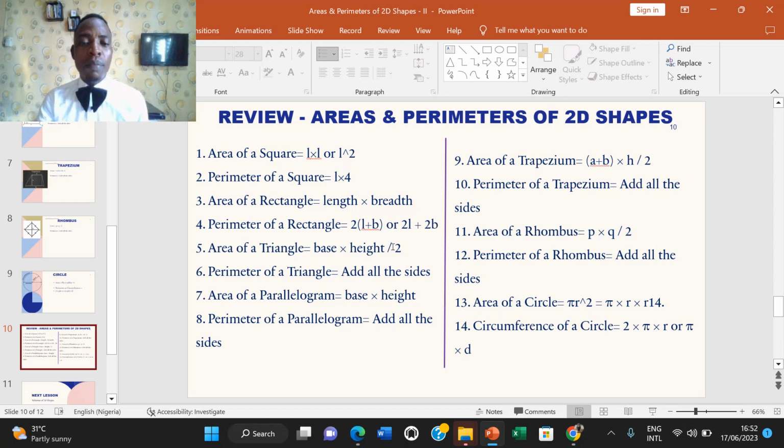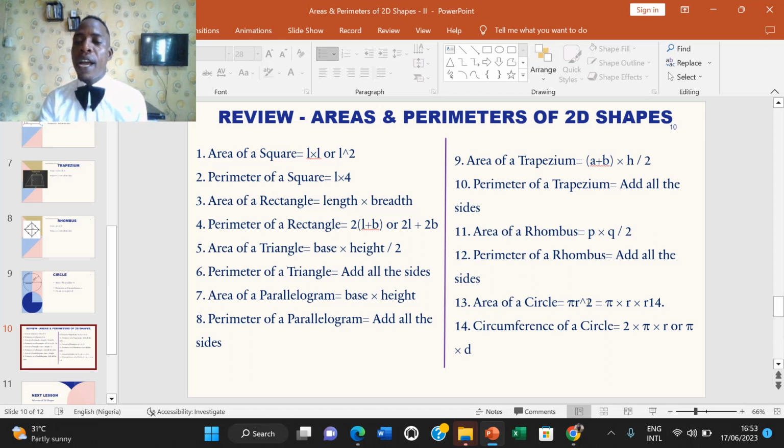The area of a triangle, base times side over 2. Perimeter of triangle, add all the sides. Area of a parallelogram, base times height. Perimeter of parallelogram, add all the sides. Area of a trapezium, bracket a plus b times side over 2. Perimeter of a trapezium, add all the sides. Area of a rhombus, p times q over 2. Perimeter of a rhombus, add all the sides.